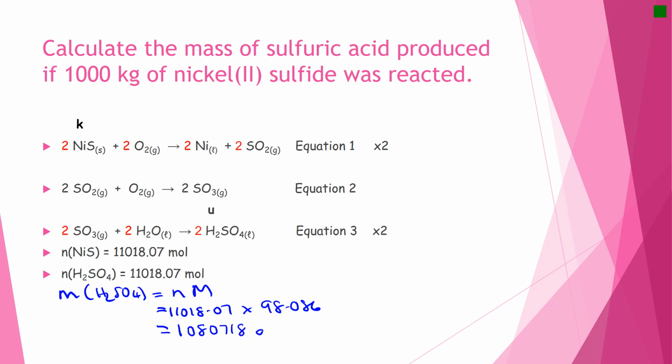1080718 grams. Now our original number was given in 4 significant figures, so our answer should also be in 4 significant figures. So this is 1.081 by 10 to the 6 grams, or because we were given the question in kilograms, this is equivalent to 1.081 by 10 to the 3 kilograms.